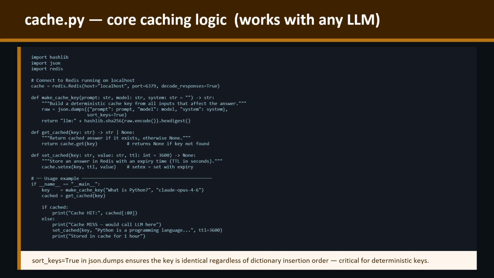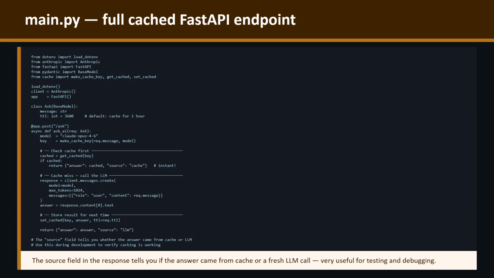Let's create the main.py file. This is the complete FastAPI endpoint with caching wired in. The route handler has a clear 3-part structure. First, build the cache key from the incoming message and model name. Second, call get_cached with that key. If a cached answer exists, return it immediately with a source field set to cache. Third, if no cached answer exists, call the LLM, store the result using set_cached, and return it with source set to LLM.